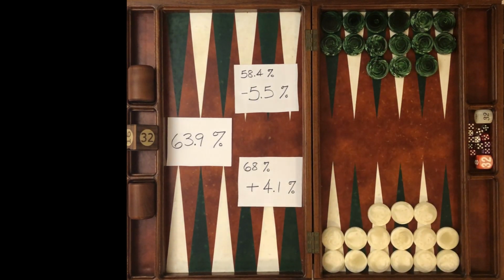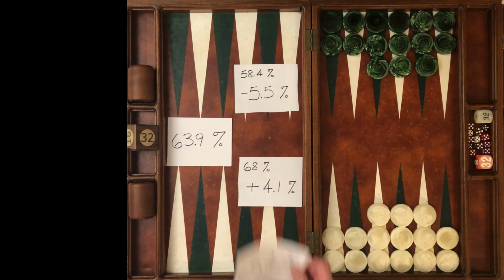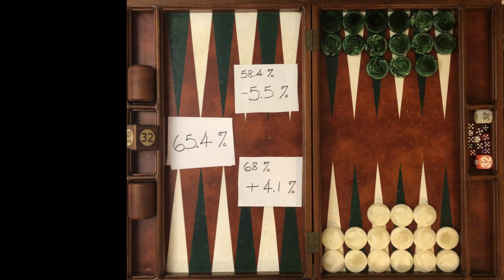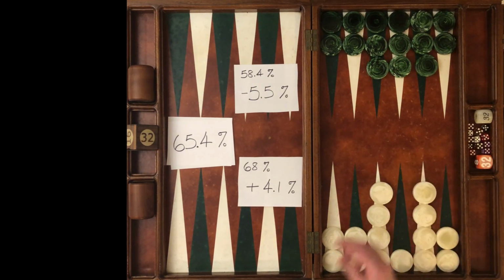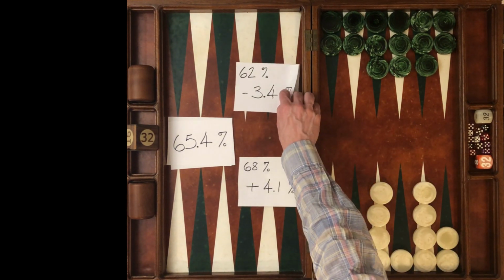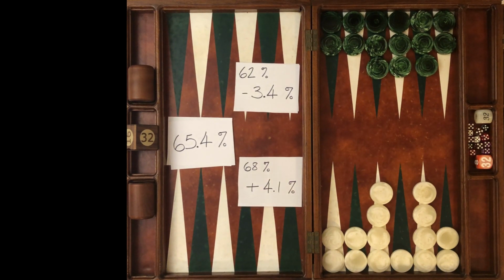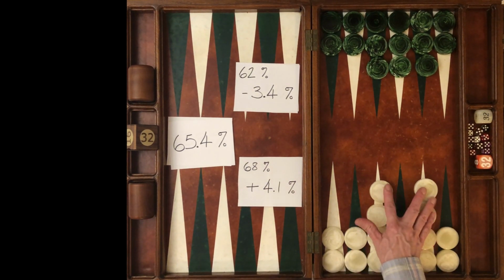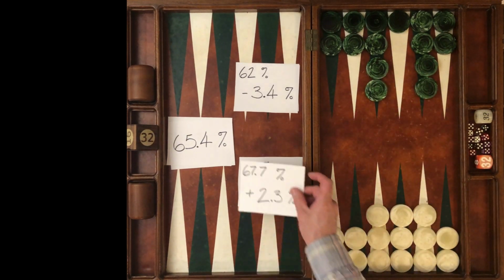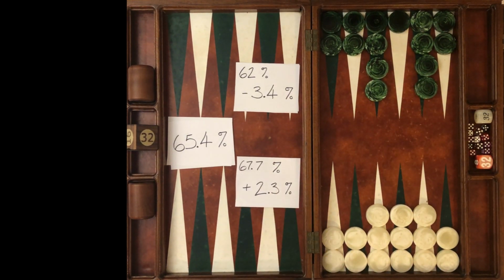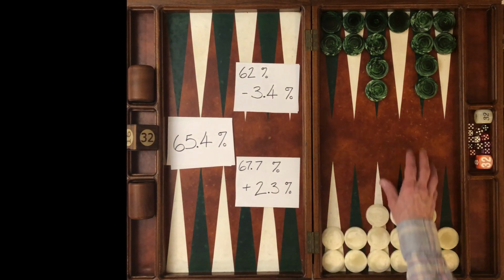The next position. In this position, as is, our winning percentage is 65.5%. If we have a weakness with some stacks, we lose almost 3.5% in winning percentage. And if that weakness is on the opponent's side of the board, we gain just about 2.5% in winning percentage.